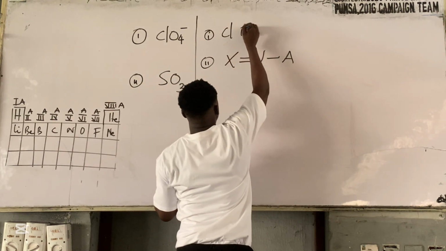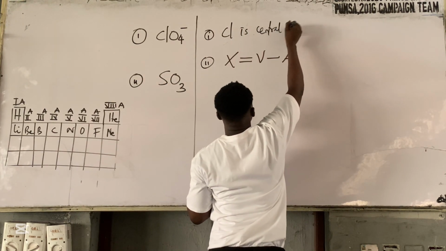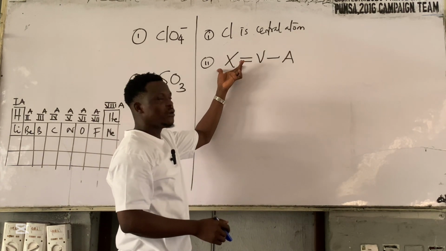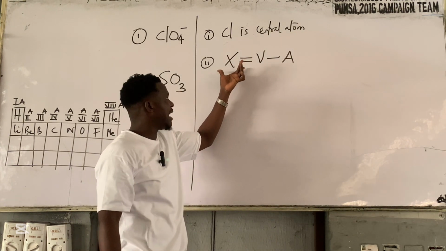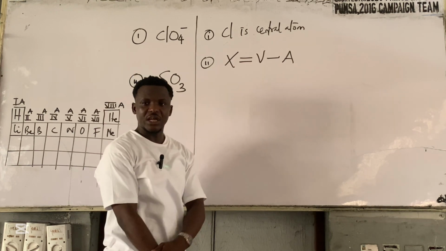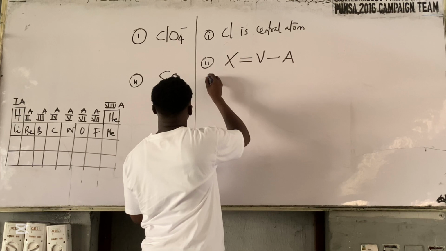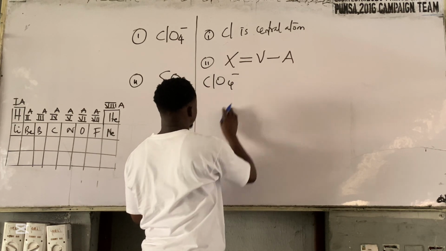All right, step 1 is identify the central atom. Chlorine is the central atom. Now, step 2 is solve for the number of shared electrons. Whatever the answer for this x is, divide by 2 to get the number of bonds. Now, what is my V? So I'll say for ClO4 minus.